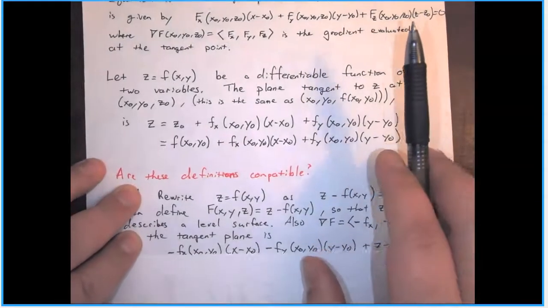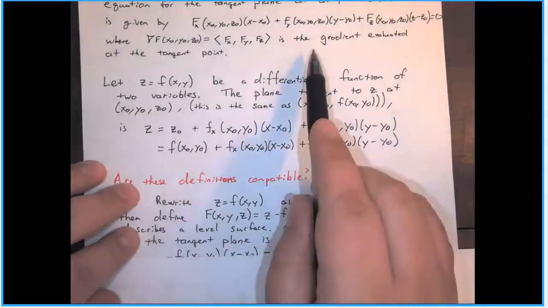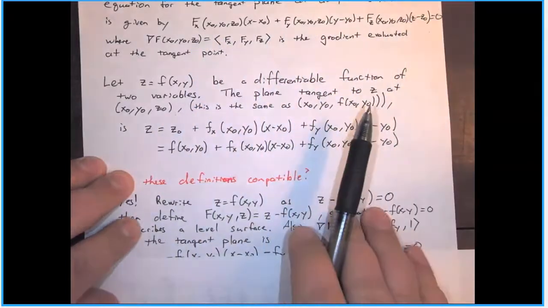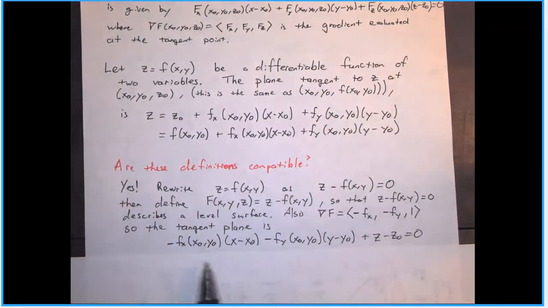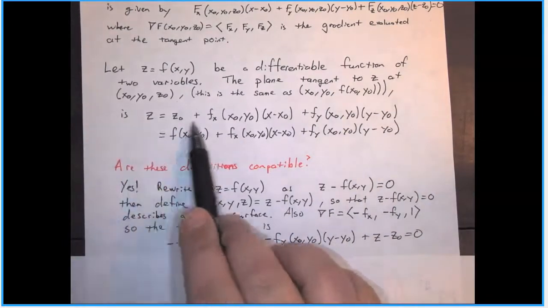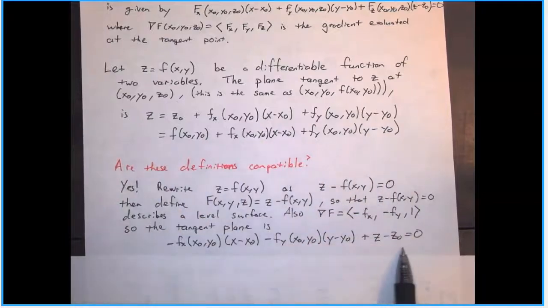If I plug this into the formula we already had of my level surface, I get this expression: negative partial derivative of lowercase f with respect to x at x naught, y naught times x minus x naught, minus the partial derivative of lowercase f with respect to y at x naught, y naught times y minus y naught, plus z minus z naught, because remember the partial derivative with respect to z was 1, equals 0. And this is exactly the same thing that we got up here. We just solved this equation for z.